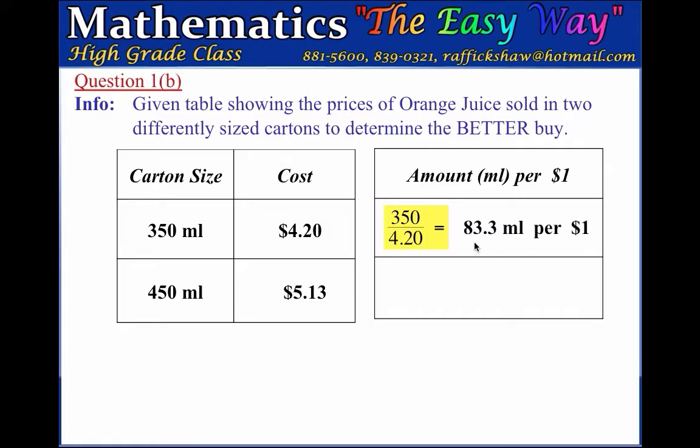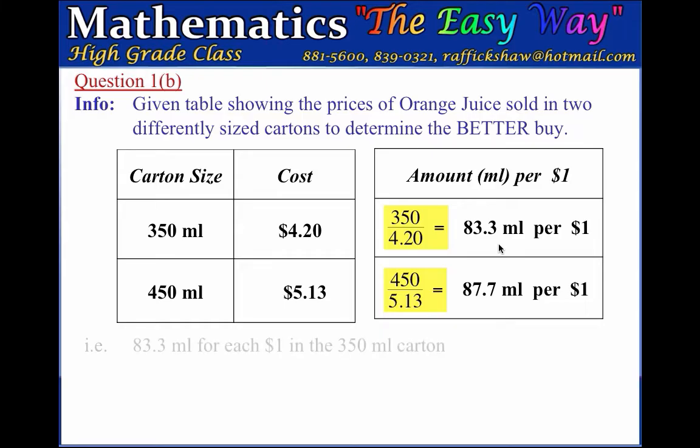When we divide, we see that we are getting 83.3 milliliters for every $1 in the 350 milliliters carton. And when we do a similar calculation for the 450 milliliters carton, by dividing the 450 by 5.13, we see that we are getting 87.7 milliliters for every $1. And clearly, the 450 milliliters carton is the better buy because we are getting more juice for $1 as compared to the amount we are getting in the 350 milliliters carton.